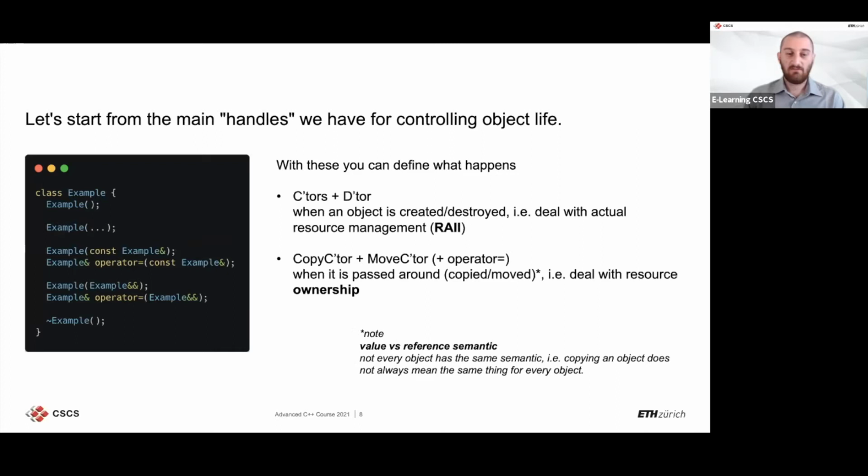Let's start from the very basics. On the left, there is a toy example of an object, and we have a few handles on the object to control its life. We can see the constructors and destructors, and they can be used to define the semantics of the management of the resource. So what we have to do to create, allocate, or acquire a resource, and to destroy or release a resource.